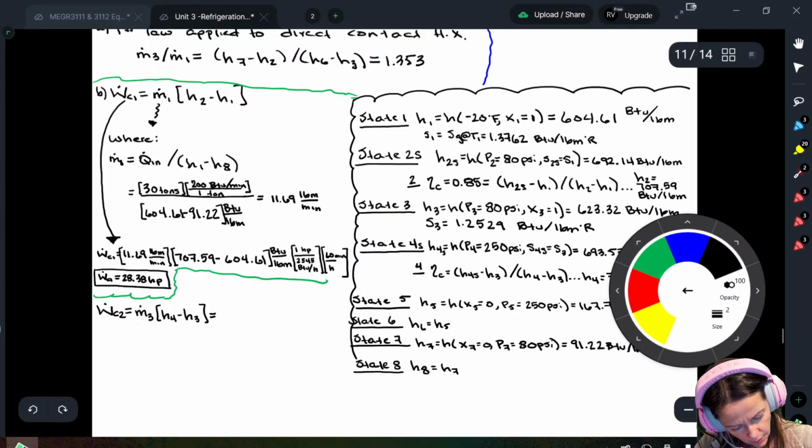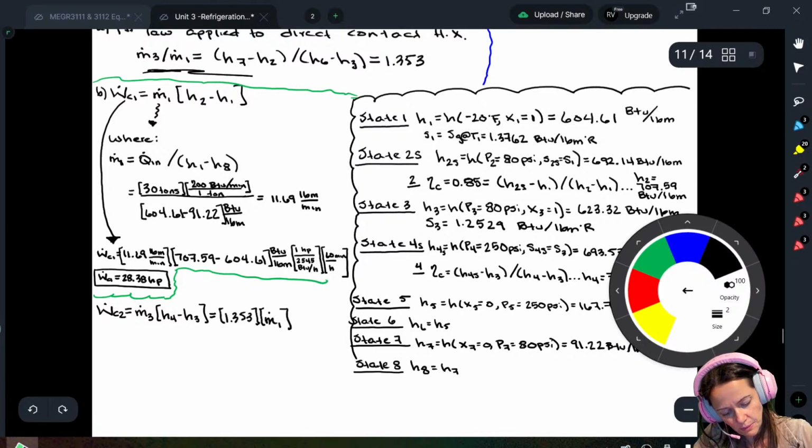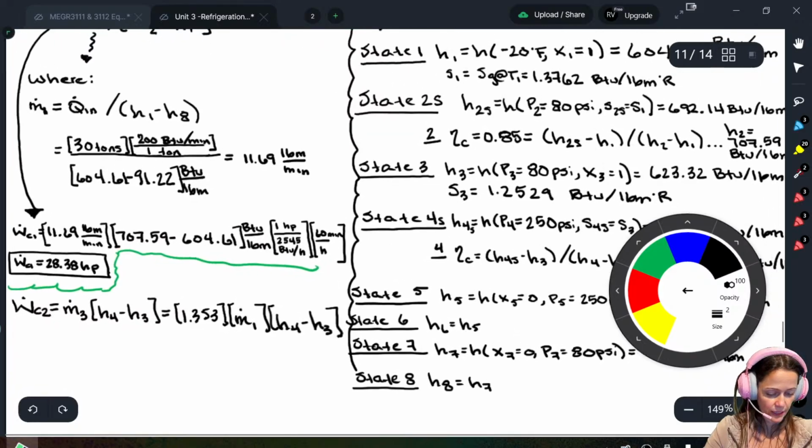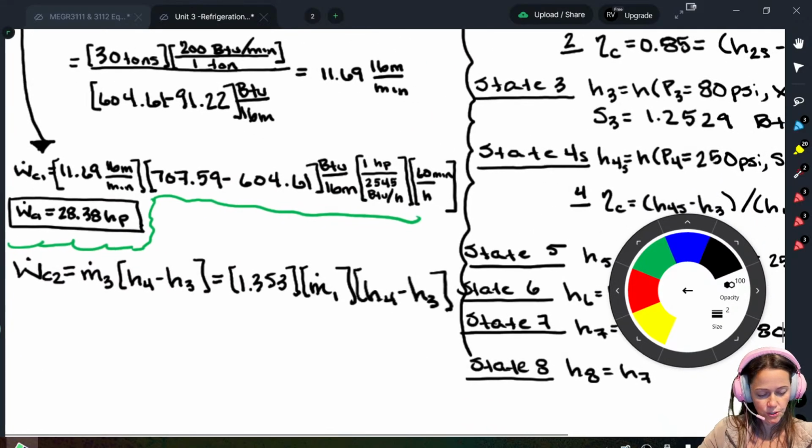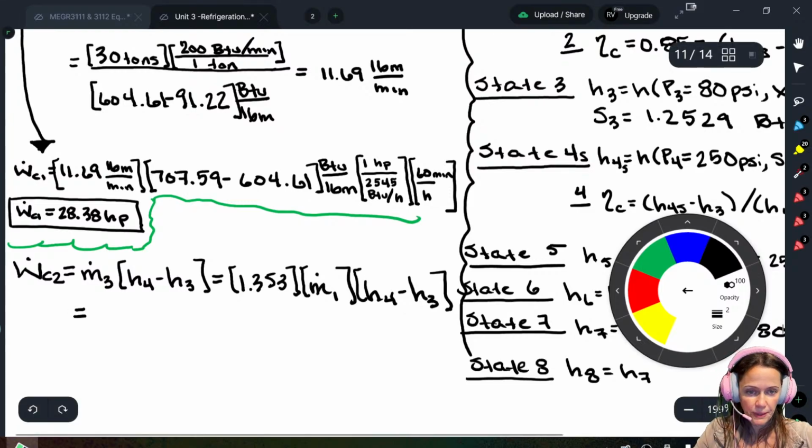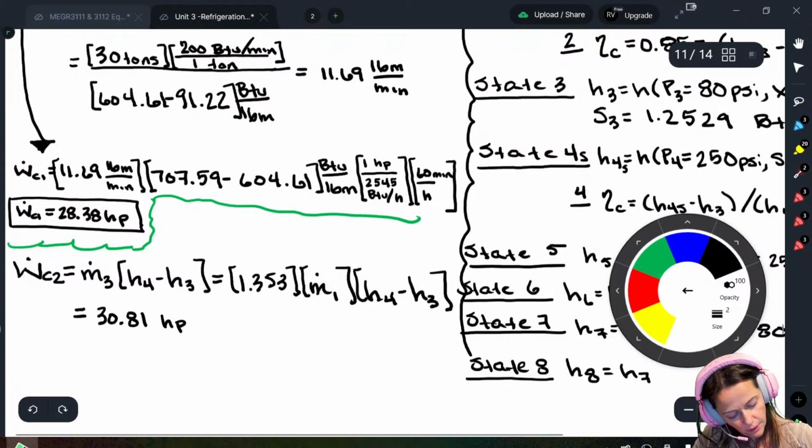So, I could just say, well, this is 1.353 times M.1, right? I'm getting that from this guy up here. And then it'll be H4 minus H3. I showed the unit conversions already right above it to show us how we get in terms of horsepower, so I won't do it again. I'll just put a note there that that's what you need to do. But 30.81 horsepower.